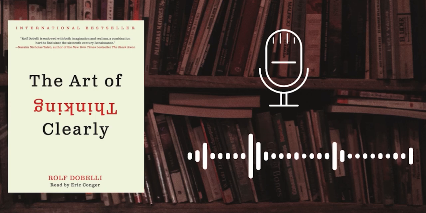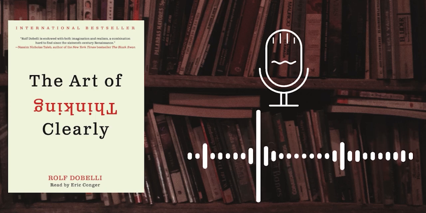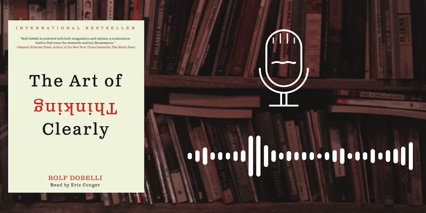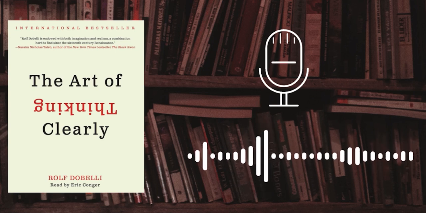Status quo bias. Status quo bias is the preference for the current state of affairs and the resistance to change. This can lead to missed opportunities and stagnation. By acknowledging status quo bias, we can be more open to change and make decisions that lead to growth and improvement.